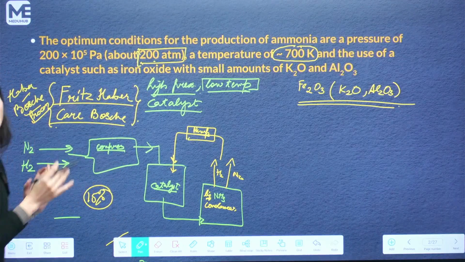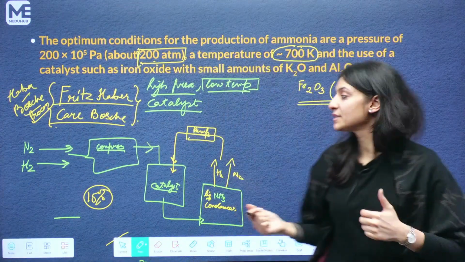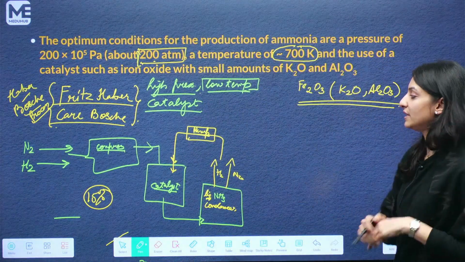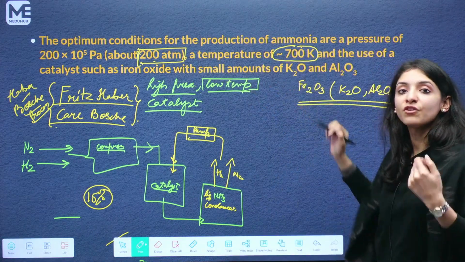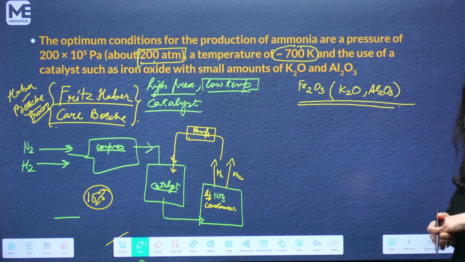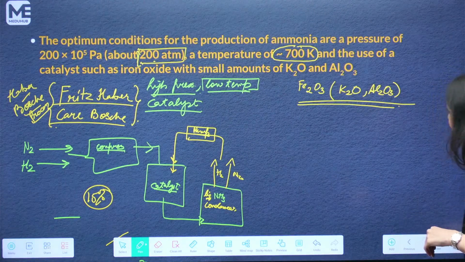So this is the entire process, the Haber-Bosch process by which ammonia is produced industrially, and this is very important. The conditions required are also important even from your NEET point of view. So this is it about the Haber-Bosch process.